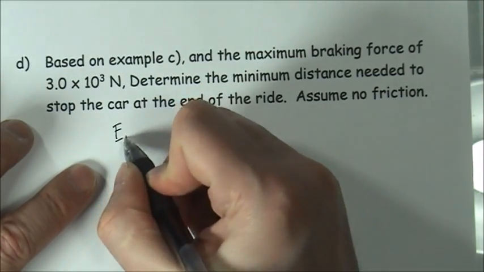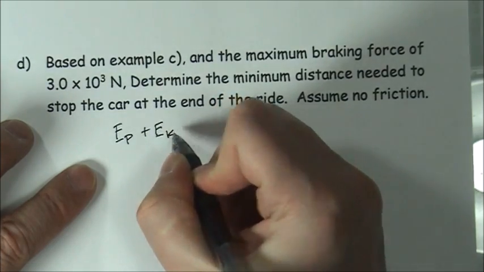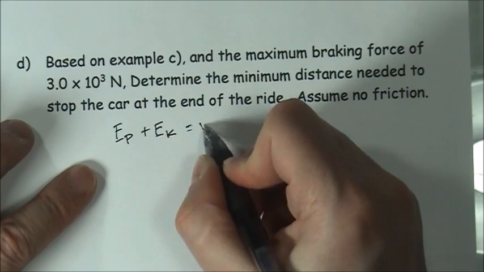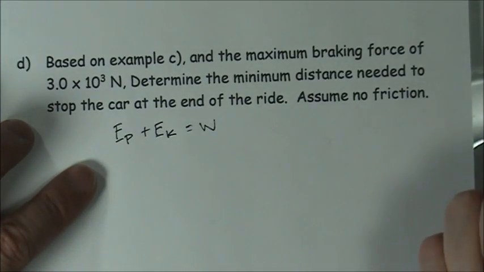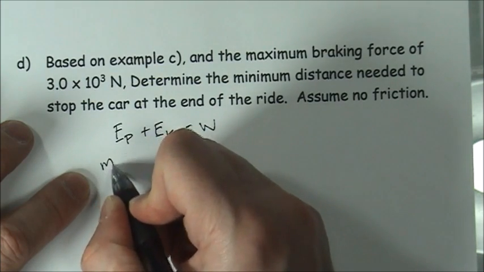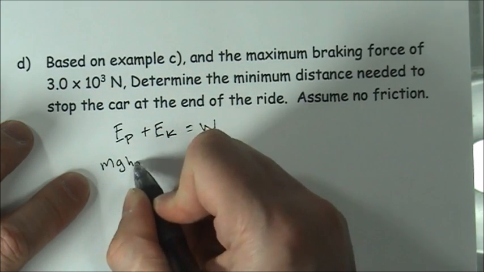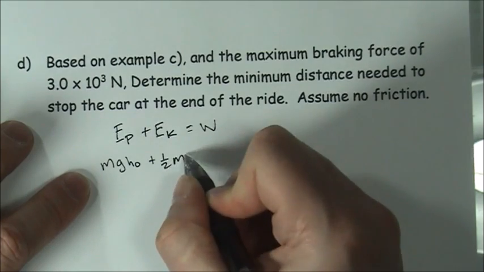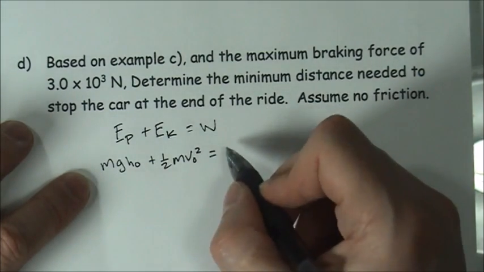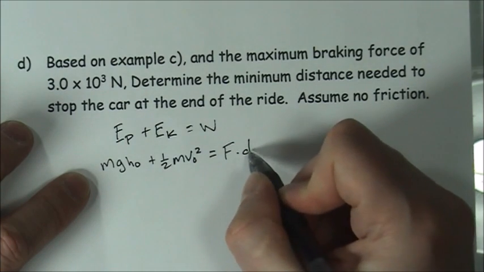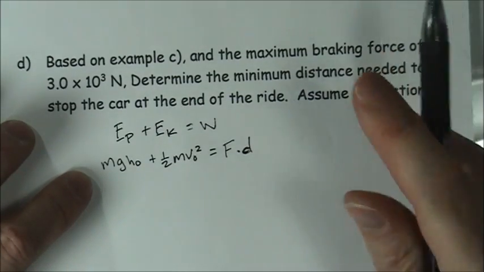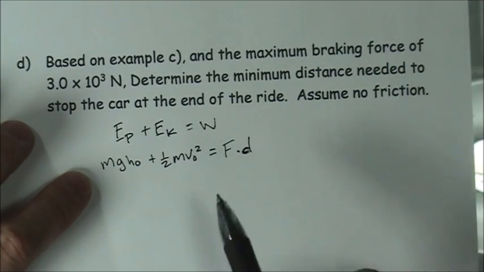So for this one, I'm going to write it this way. I'm going to say that the potential plus the kinetic at the top of the first hill will be equal to the work done by the braking force. So in this case, one thing that's going to be a little bit different, mg h naught plus 1/2 m v naught squared will be equal to the work done by friction. That's going to be F times d.